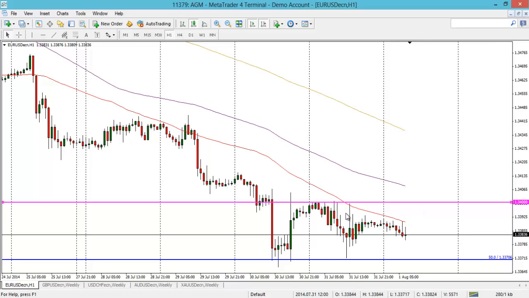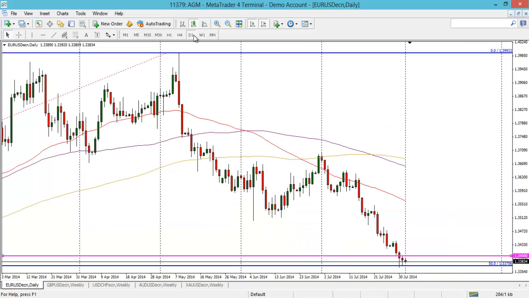You can see there, I mean, 30 pip range on Euro over the last couple of days isn't too exciting, but hopefully NFP will shake things up today, and if we do get a big weak number, then we can really start to get some volatility towards the upside, I think. We should get some interesting moves.